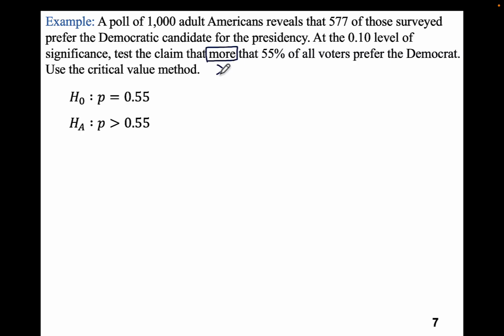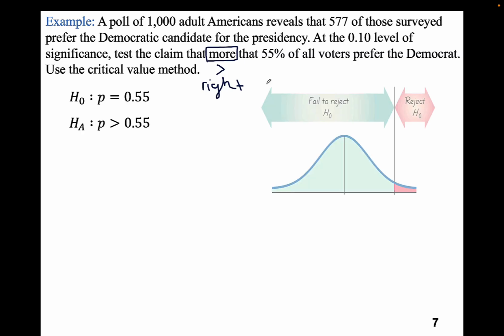That symbol right there leads us to our next step, in which tail to cut off on our graph. So with the greater than symbol, we use a right-tailed test. So our graph looks like this. That cut right there, separating the rejection and the fail to reject region, know that it's on the right side of the bell-shaped curve. And that cut right there is at the critical value.